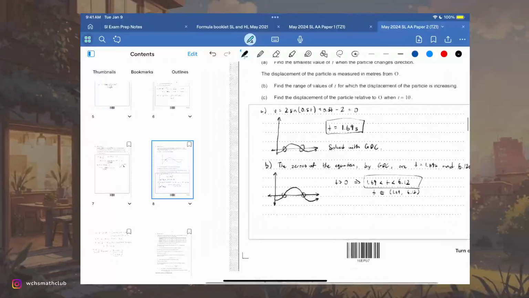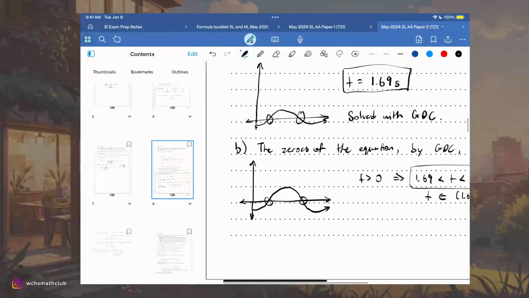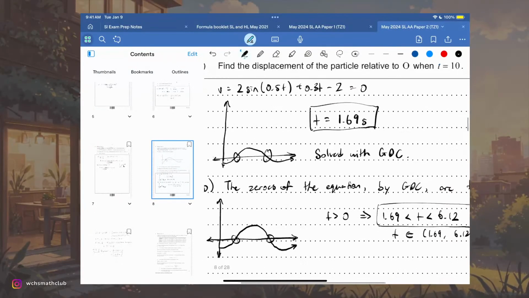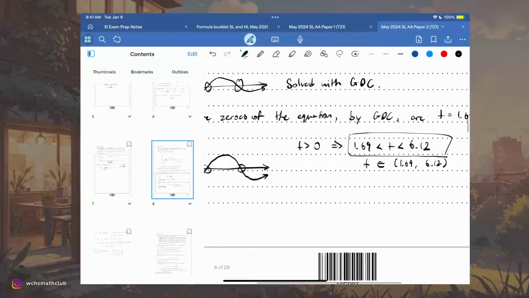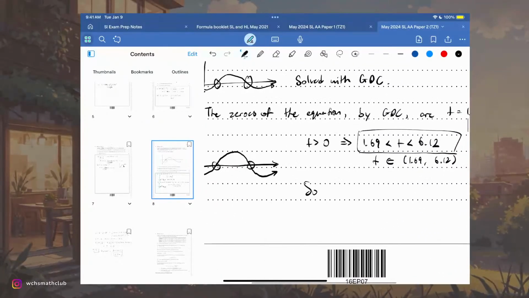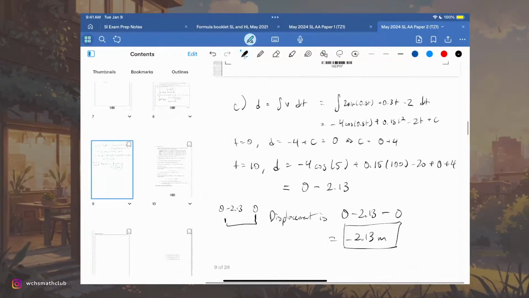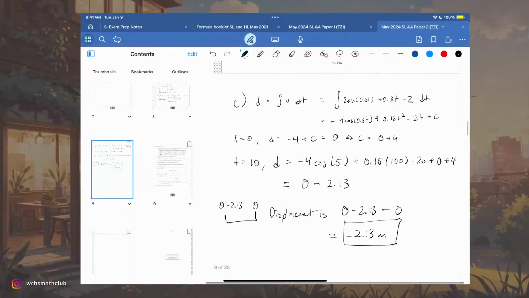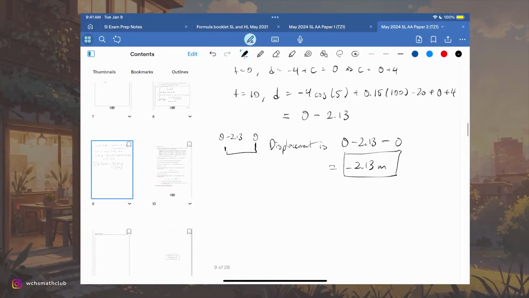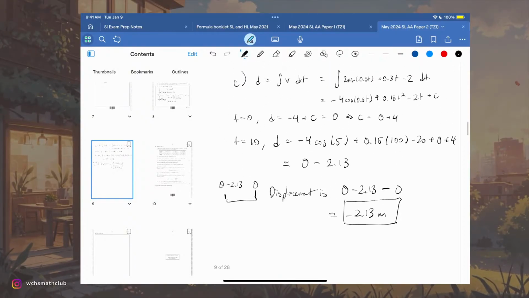When you do graphs, make sure to draw under the domain, and then make sure you write solved with GDC. And actually in problem number 2, you'd also write solved with GDC. Okay, and then for part C, just make sure that you recognize that displacement is going to be the integral of velocity with respect to time, and you just want to solve using the constraints given.